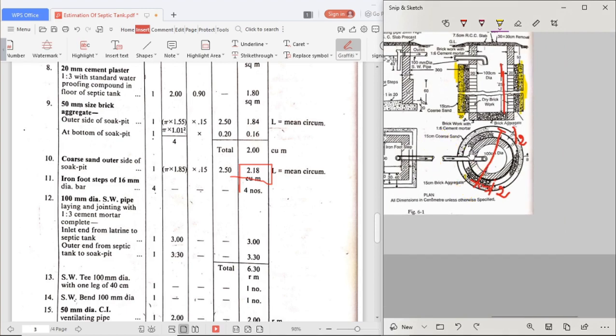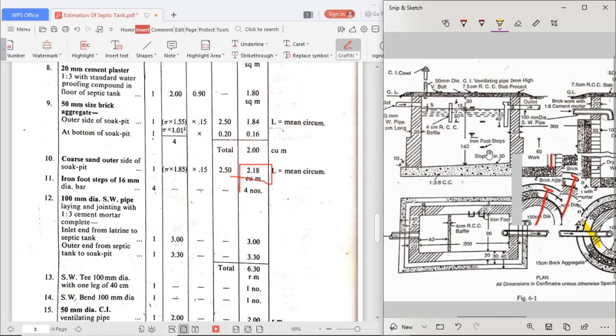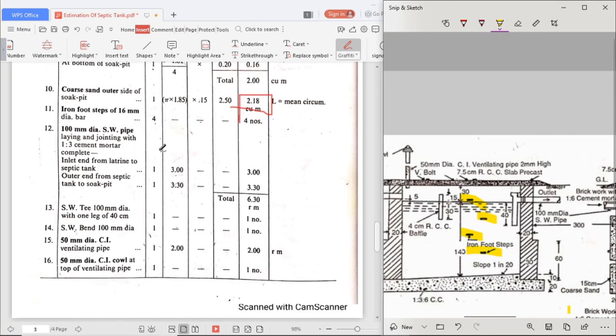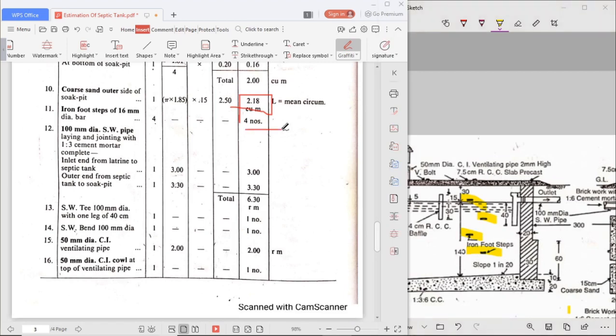Now we shall find the remaining items. What were the remaining items? Here we have iron footsteps. Okay, 1, 2, 3, 4. So we have 4 iron footsteps. So written number as 4 number.